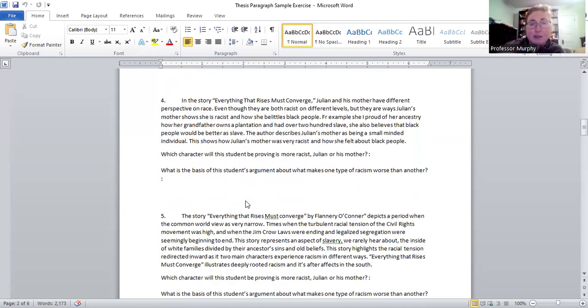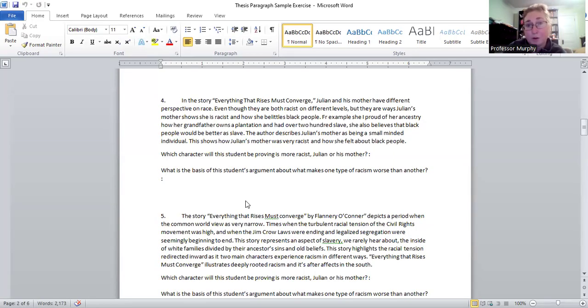Okay, number 4. In the story, Everything That Rises Must Converge, Julian and his mother have different perspective on race. Even though they are both racist on different levels, but they are ways Julian's mother shows she is racist and how she belittles black people. For example, proud of her ancestry, how her grandfather owns a plantation and had over 200 slaves. She also believes that black people would be better as slaves. The author describes Julian's mother as being a small-minded individual. This shows how Julian's mother was very racist and how she felt about black people.